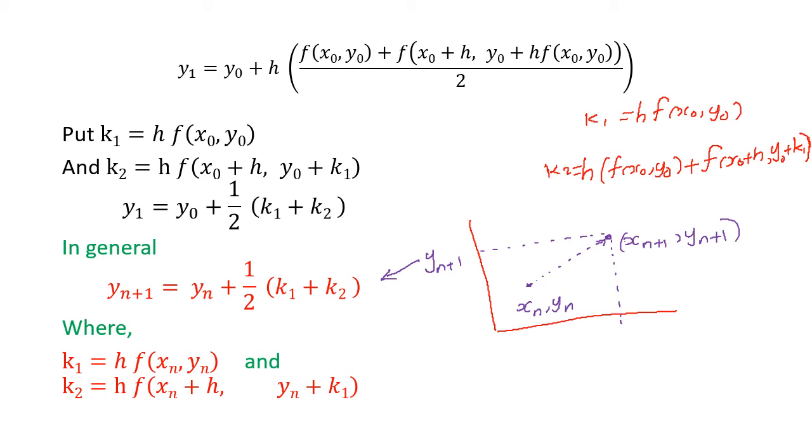K1 is h into f of xn and yn. Since f of xy is known, you can calculate f of xn and yn, and h is the distance from xn to xn plus 1. So this is the idea. Similarly, you can calculate k2 as h into f of xn plus h and yn plus k1. This is how the second order RK method is used to find the value of the function at some unknown point, say xn plus 1.